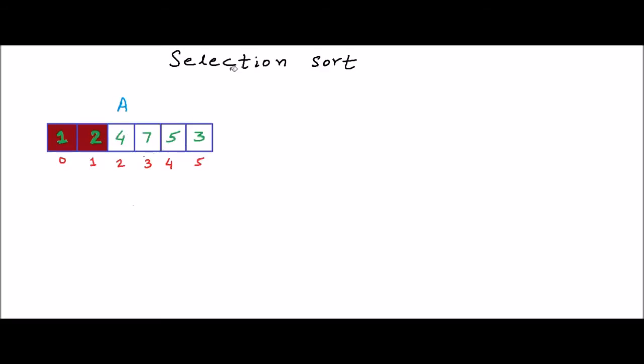The minimum in the range index 2 to 5 is 3, so 3 needs to go at position 2, so it needs to be swapped with 4. Now we are sorted till position 2, and we will go on like this. 5 is at its appropriate position, it does not need to be swapped. If we have n elements, after n minus 1 passes we will have only one more cell left, so that anyway will be at its appropriate position.